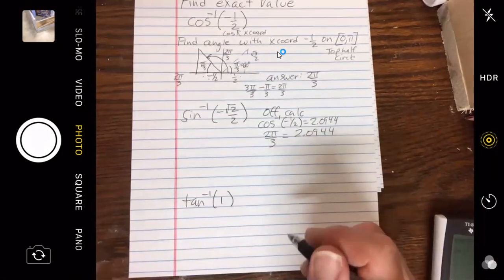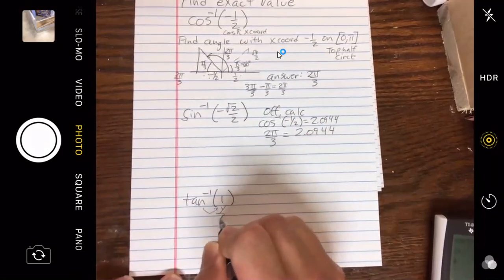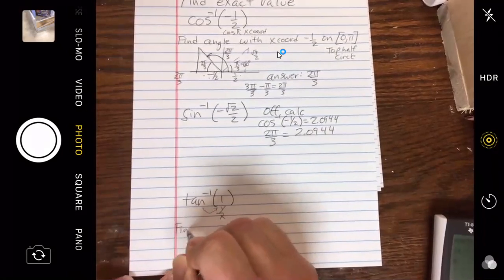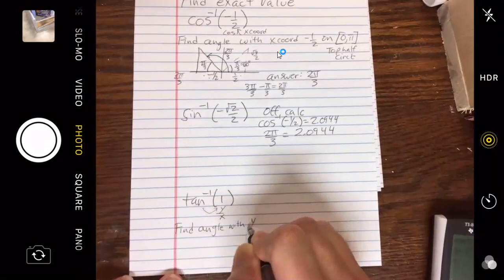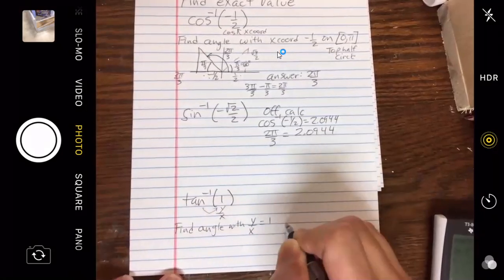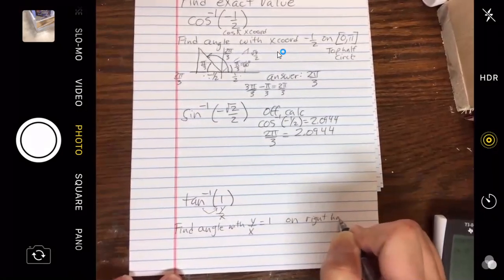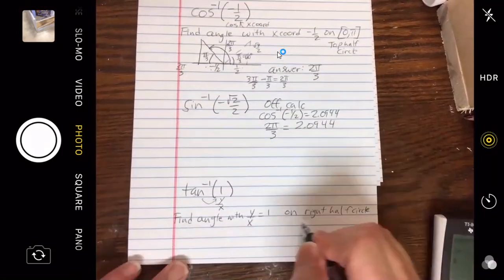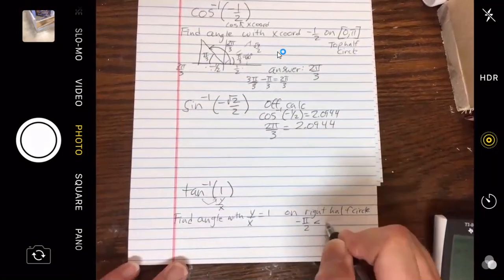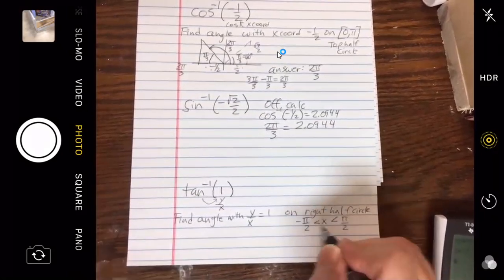Yeah. Okay, so with a tangent, this is your y over x. You're trying to find the angle with y over x equals 1. And you're on the right half circle. You've got the domains and ranges of these memorized. You see the kind of crap I carry in my head? Meaning you're strictly between negative pi over 2 and pi over 2, since they're less than or equal to.